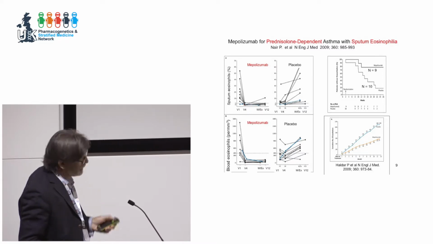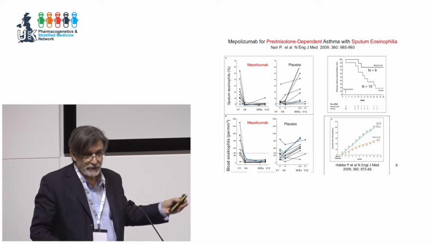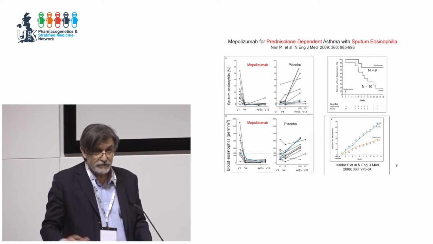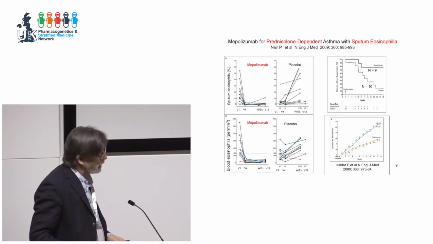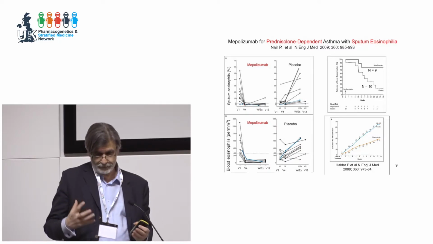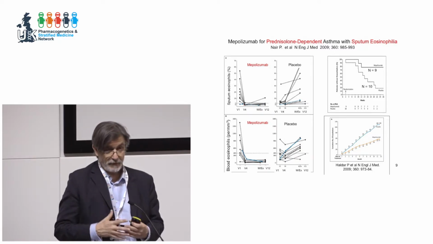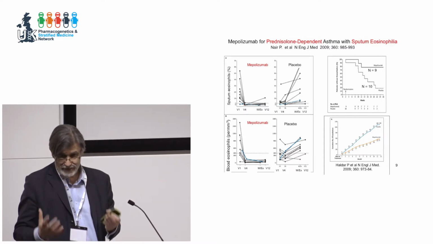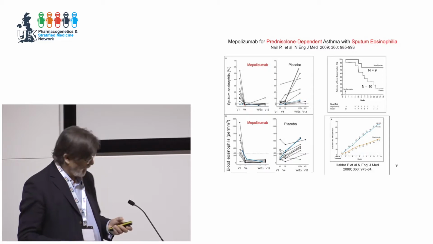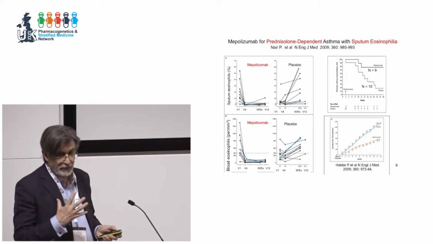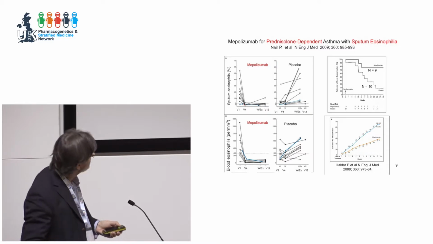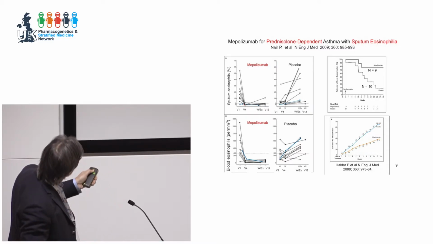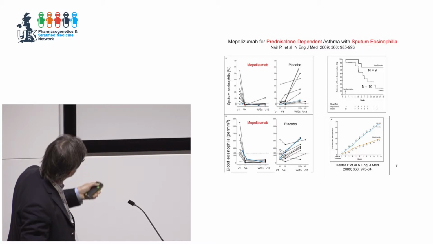So then, thanks to Ian Pavord, who was at the time in Leicester, he's now at Oxford, he really took the bit between his teeth, and he raised money himself. He just got the monoclonal antibody and did the trial himself, and selected individuals with sputum eosinophil counts that were raised. And at the same time, a group in Canada did the same with this antibody. They somehow got hold of the same antibody.